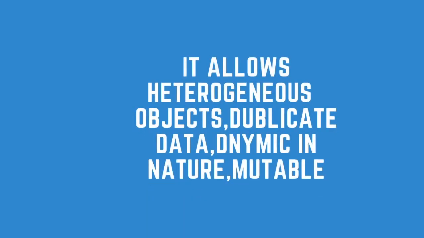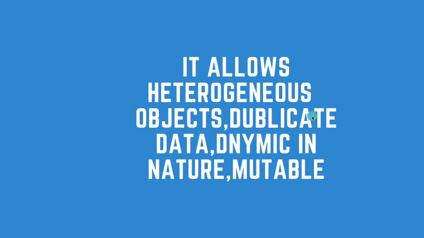A list is a collection of heterogeneous objects. Every element in a list is an object. Heterogeneous means there can be integer, string, or float. Any data type can be there. That's why we say it is heterogeneous. There is one more term, homogeneous, where the same data type occurs.